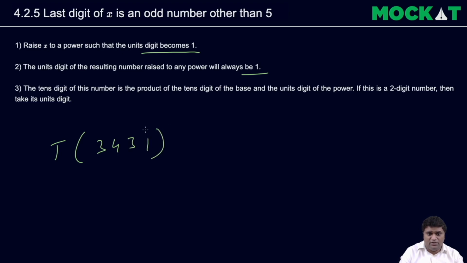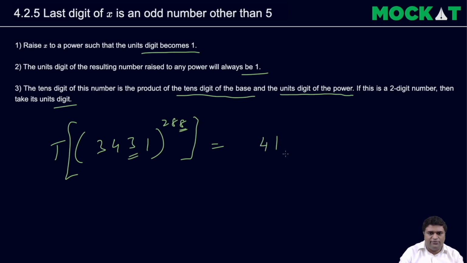So let's say 3,431 to the power of 288, right? What's that going to be? The last digit is going to be 1 always. The tens digit of this number is the product of the tens digit of the base, which is 3, and the units digit of the power, which is 8, right? If this is a 2-digit number, then just take the units digit. 3 into 8 is 24. It's a 2-digit number. I'm just going to take 4 over here. 41 are the last 2 digits here.